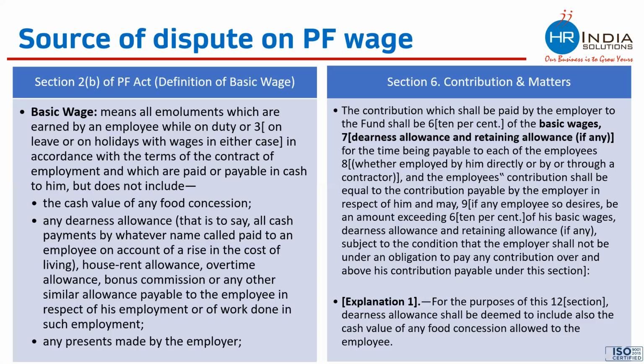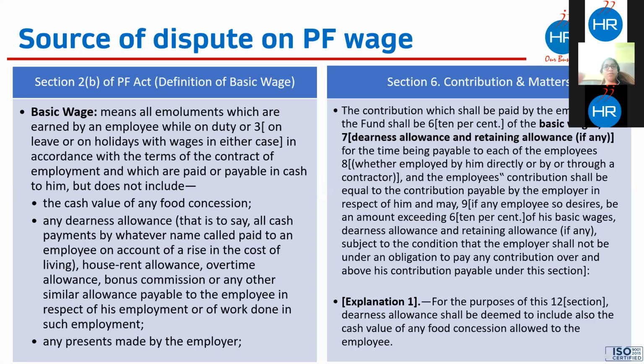Now we need to understand the source of dispute, from where this confusion has arisen, that what actually is the PF wage, right? Earlier it was basic and DA, now we are saying it's either gross minus HRA or the gross salary. Why is there a confusion? Why is it not clear on which component we need to contribute the PF amount? So the confusion point is the PF Act itself, right?